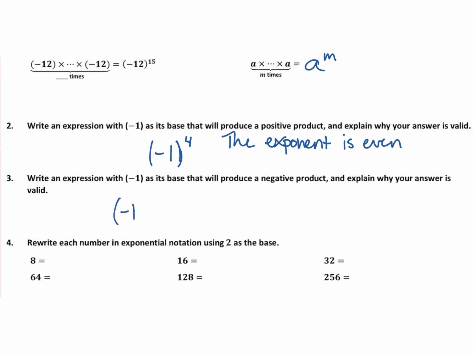So how do you think we're going to get a negative result? How about 7 times? Would that give us a negative result? Yes, because the exponent is an odd number.